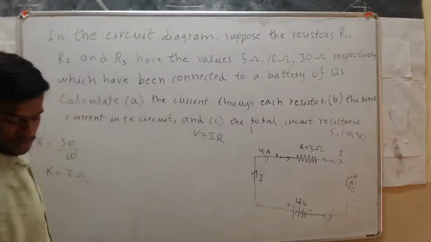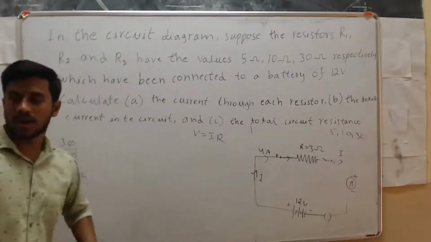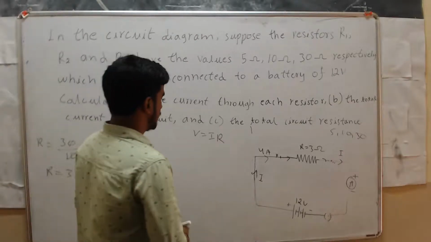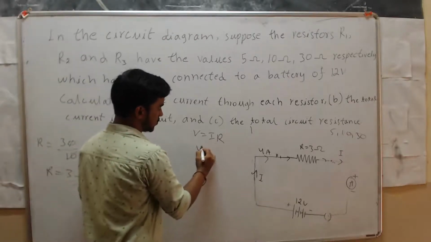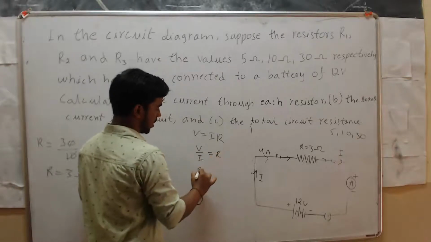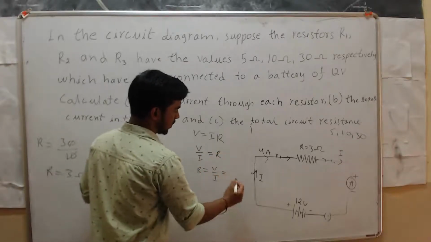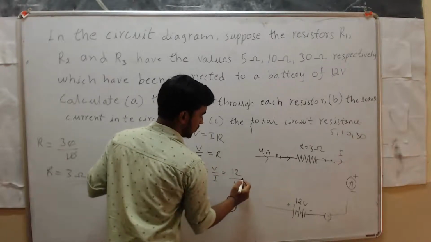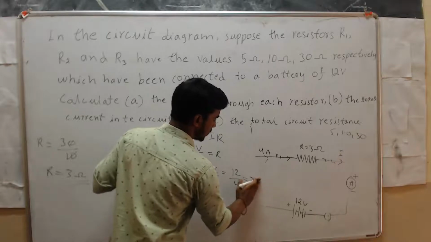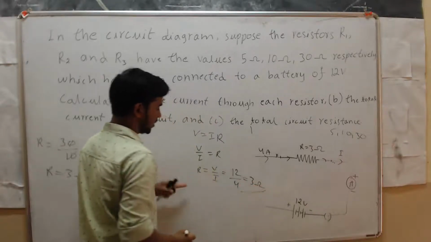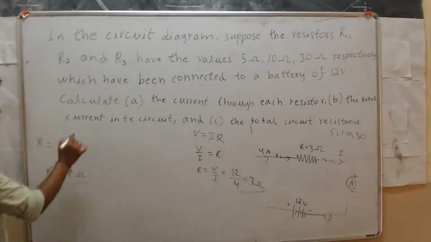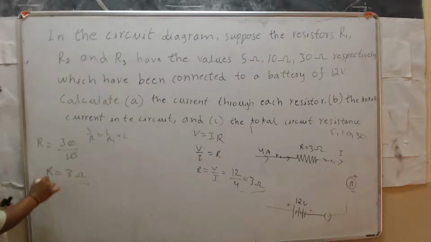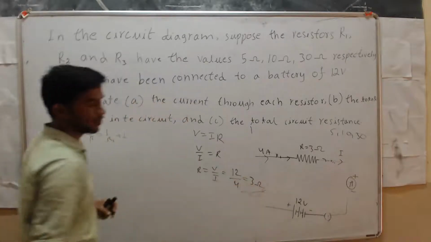See here. Here we used 1 by R equals 1 by R1 plus that formula, right? So now we can use this one. What is V? We need R, right? So V by I equals R, or R equals V by I. So what is the V value? That is 12. Current is 4. 4 ones are 4, then 3 ohm. See here, we used the Ohm's law equation. Here we have used 1 by R equals 1 by R1 plus 1 by R2. Here also we got 3 ohm. Here also we got 3 ohm.